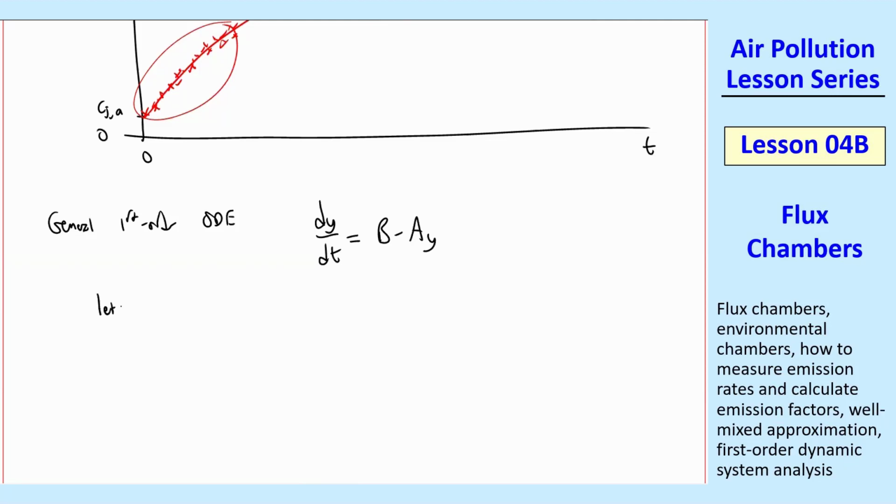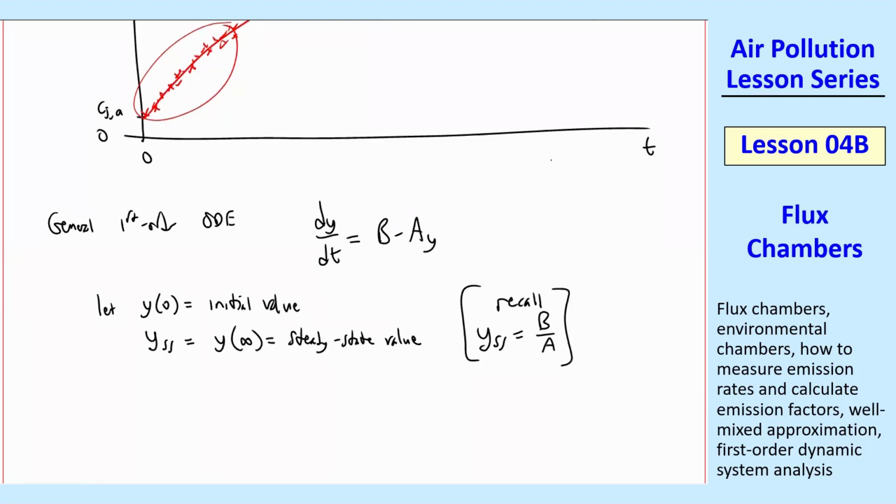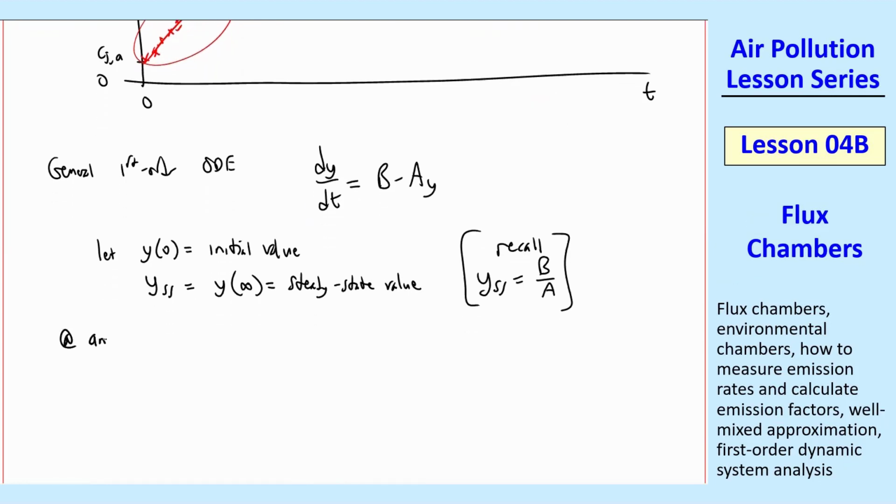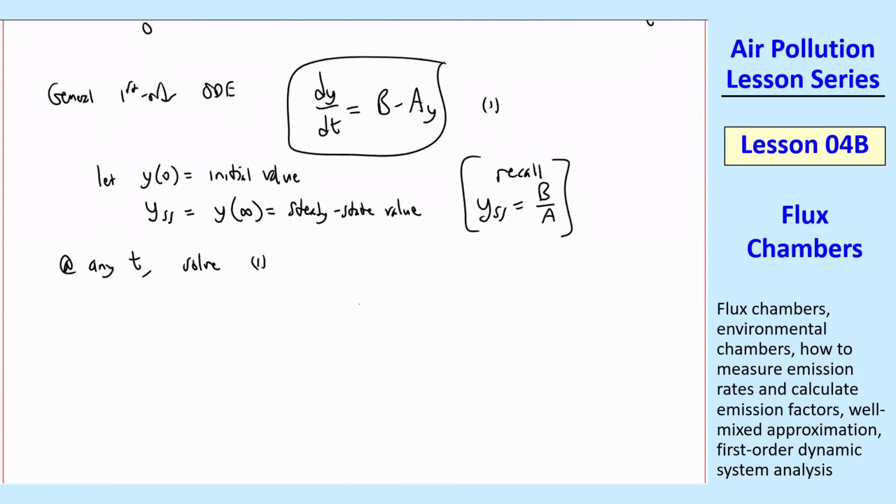So we'll let y of 0 be the initial value of y. Y here is our CJ, but this is more general to apply to any first order dynamic system. And YSS is also y at time t equals infinity, which is the steady state value. Recall that that's equal to b over a. So at any time t, we can solve this equation. I'll call that equation 1. Solve 1 at any time, not just steady state. And here's what you get.